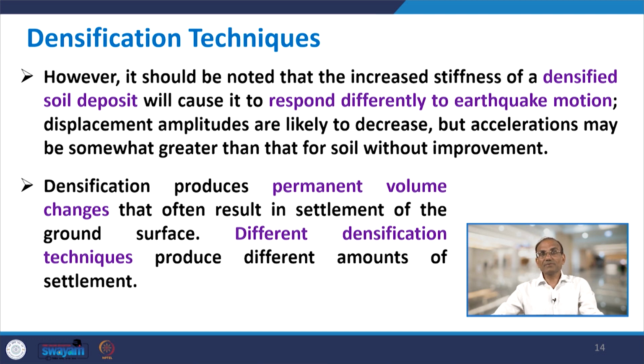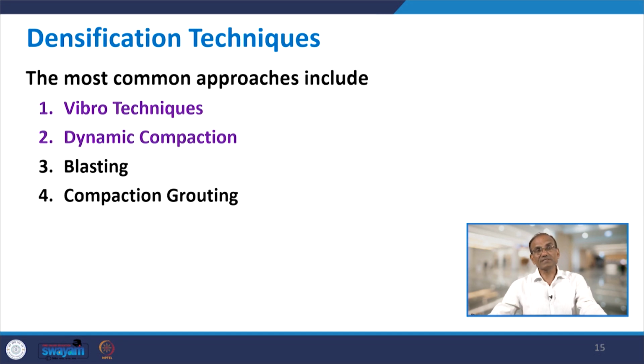Densification produces permanent volume changes that often result in settlement of the ground surface. Different densification techniques produce different amounts of settlement. So, within the densification techniques there are a number of techniques, and we are going to discuss them under these 4 headings. One is Vibro techniques, second is dynamic compaction, which we are going to discuss in continuing this lecture, and 2 more techniques, that is third is blasting and fourth is compaction grouting. These third and fourth we are going to discuss in the next lecture.